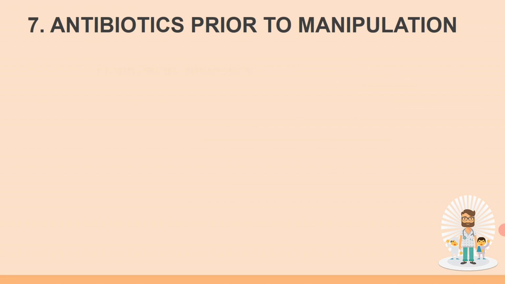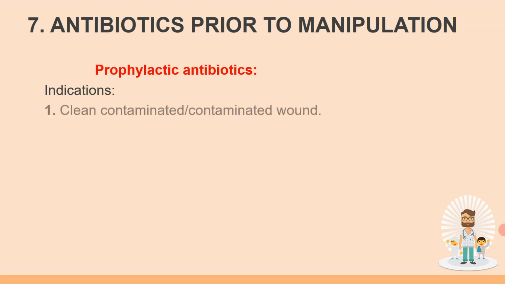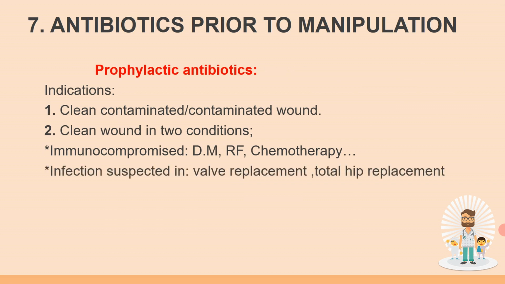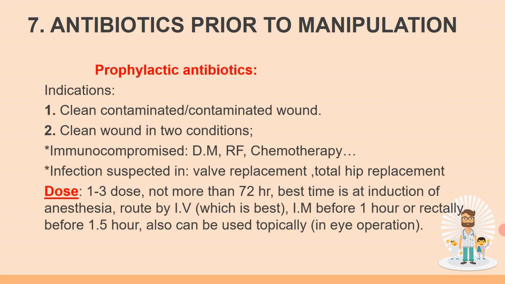Number 7, antibiotic, prior to manipulation. Before taking the decision to put in your needle, you have to give the antibiotic. So, prophylactic antibiotic, I will say it again. Indication: if you have a clean-contaminated wound, which is number 2 in the types of wound, or a contaminated wound, which is number 3. Or if you have clean wounds in 2 conditions: an immunocompromised patient, such as diabetes, renal failure, or chemotherapy patients. You have to give antibiotic even in a clean wound. Also, suspected infection in prosthesis patients, valve replacement, total hip replacement. Those are the main indications for prophylactic antibiotic.